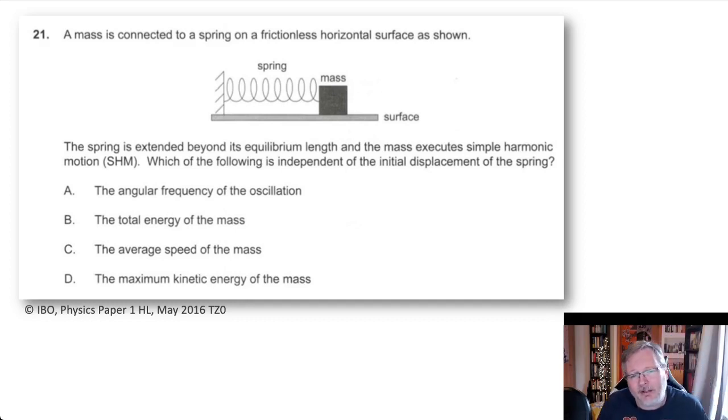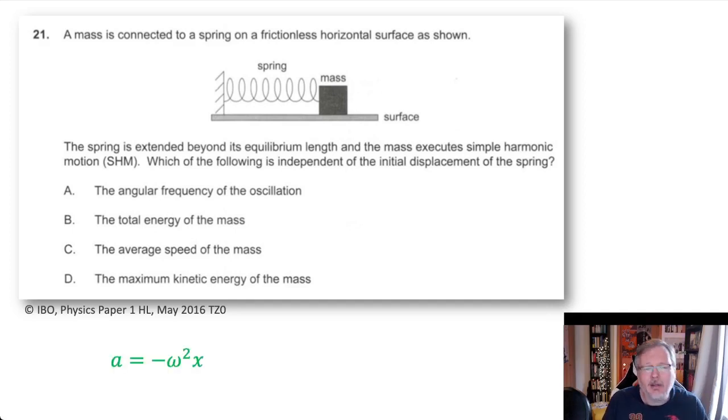And the maximum kinetic energy of a mass is also going to be dependent on that, because as it passes the equilibrium position, all of that potential energy will disappear and it'll just be kinetic energy. If the initial potential energy was dependent and therefore the total energy was dependent on the displacement, then the kinetic energy must also be dependent on the displacement, because it's the same thing. And if the kinetic energy depends, then the speed will as well, the average speed of a mass. So that kind of only leaves the angular frequency of oscillation as the right answer.